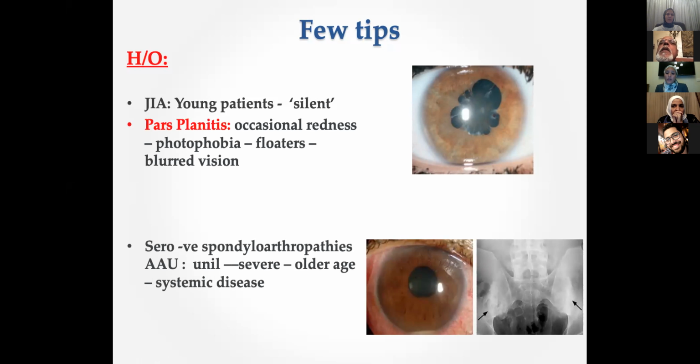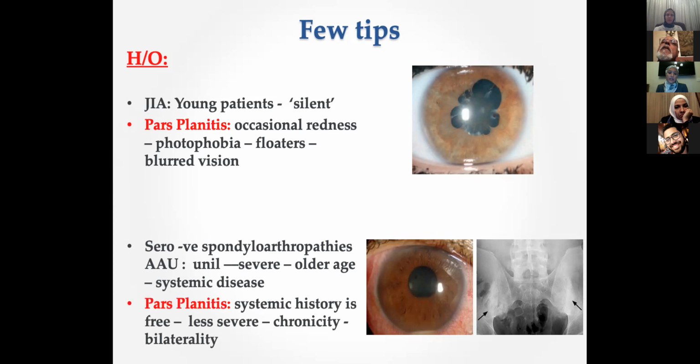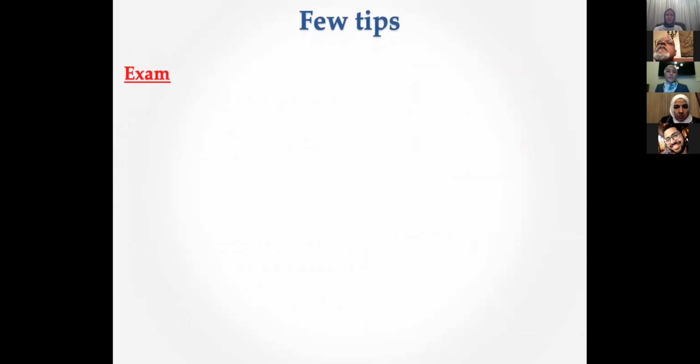Another misdiagnosis that I met in some of the cases was seronegative spondyloarthropathy-associated acute anterior uveitis. In this subset of patients, the attack usually comes unilaterally and is rather severe, with the presence of inflammatory membranes as well as hypopyon. They are older, and there is some sort of joint affection, affecting the axial joints. Whereas in pars planitis, the systemic history is free, the attack is less severe, and the disease is characterized by chronicity plus bilaterality. We have a few tips in the examination as well.